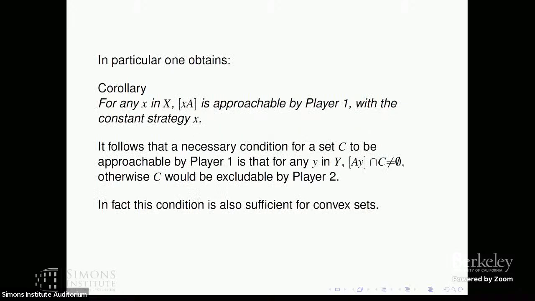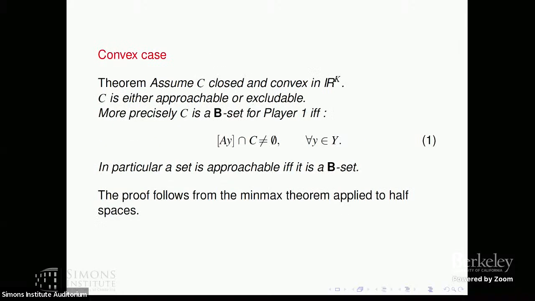In particular, as a corollary, XA for any X is approachable by a player because he can generate a point here. So every half space containing this point has this property. A necessary condition for a set to be approachable is that your opponent cannot exclude it, approaching a set with an empty intersection with it. So this is obviously a necessary condition for the set to be approachable. What is nice in the convex framework is that it's also a sufficient condition, and this is a consequence of the min-max theorem. So now you are in the convex framework, the set C is convex.